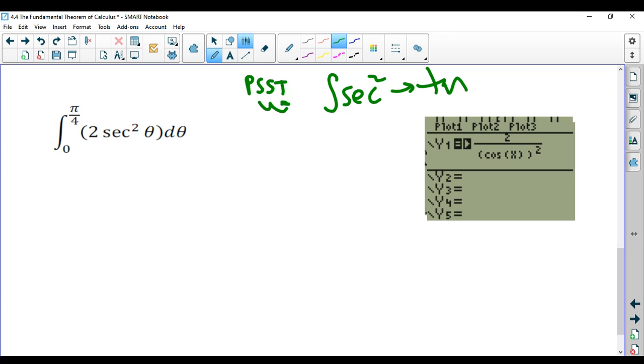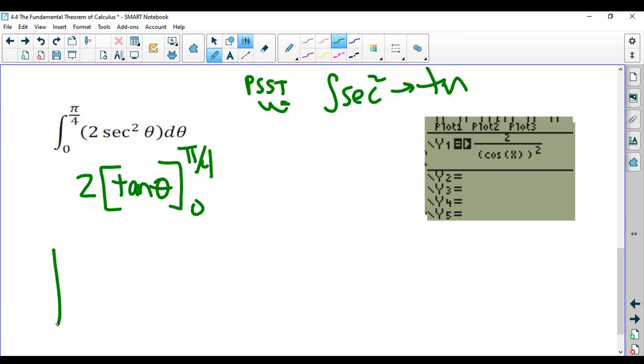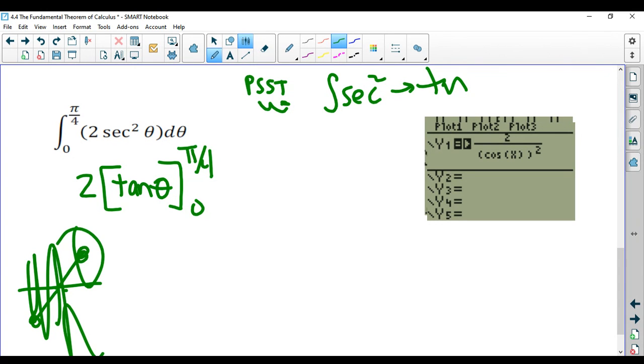So 2 is a constant. We can ignore it. The antiderivative or integral of secant squared is tangent. And we're evaluating this integral from 0 to pi over 4. Pi over 4 is a nice number for tangent because remember, tangent is 1 at pi over 4. Also 1 over here at 3 pi over 4 and negative 1 on the other two, but we don't care about those right now.